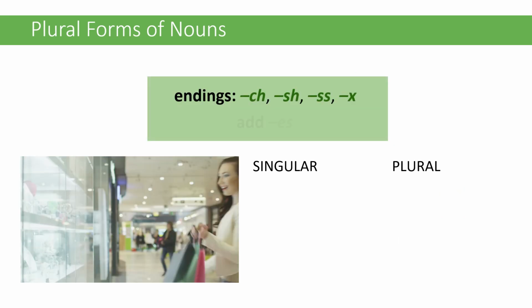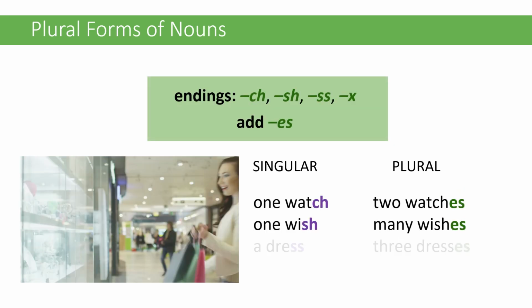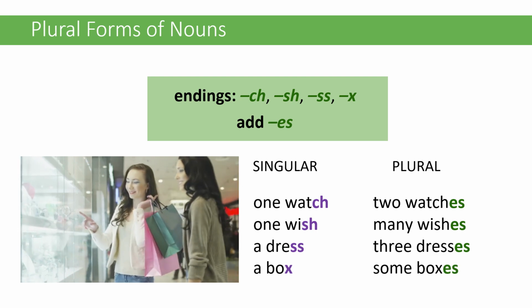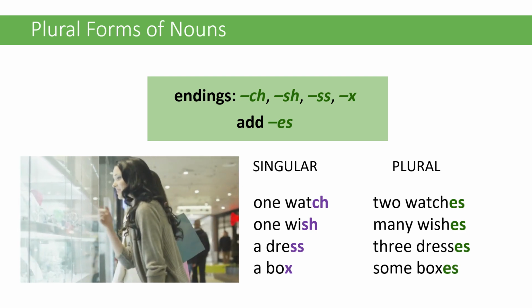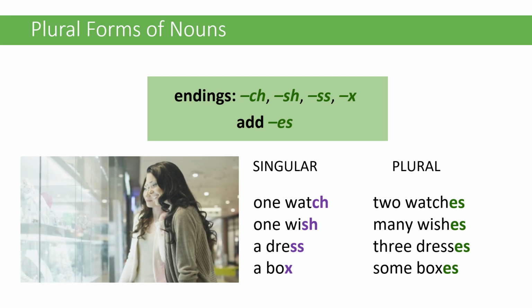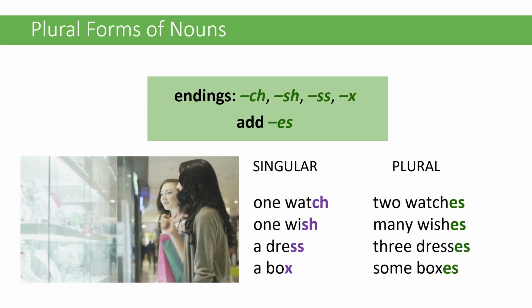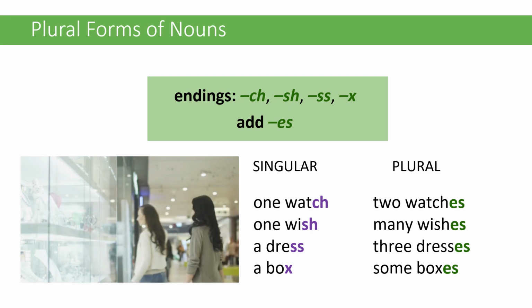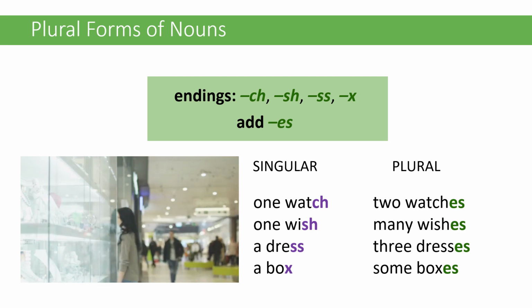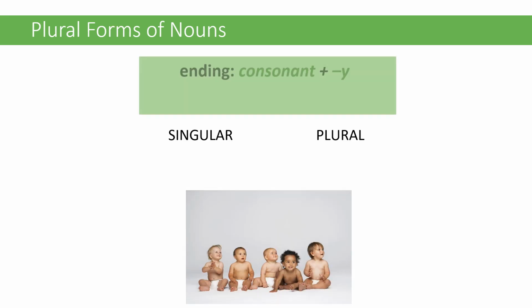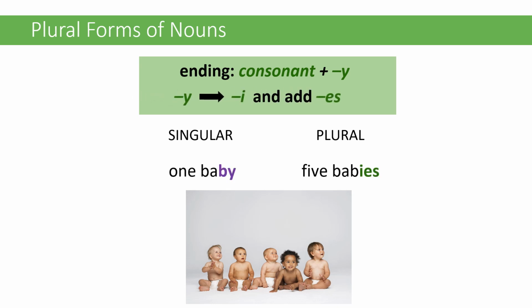When a noun ends in CH, SH, SS, or X, add ES to form the plural. So 1 watch, 2 watches, 1 wish, many wishes, a dress, 3 dresses, a box, some boxes. When a noun ends in a consonant plus Y, change the Y to I and add ES.